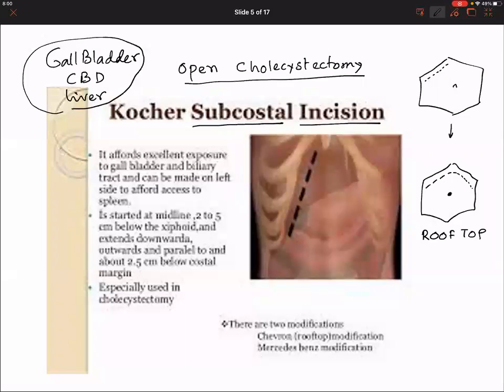Rooftop, not chevron. Chevron is different. This is a rooftop. Or I can make a midline incision, and then make another incision like this. What is this incision called? Mercedes. Oh, very good. It is the Mercedes Benz incision. This is something you are required to know.